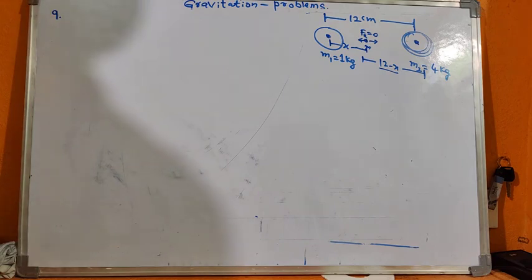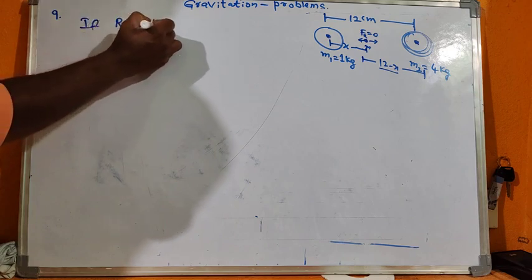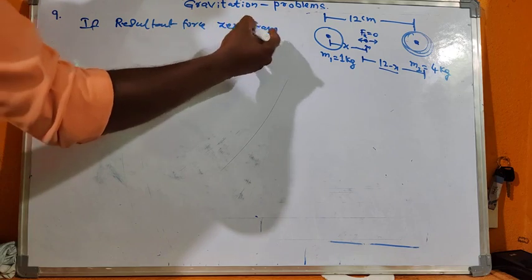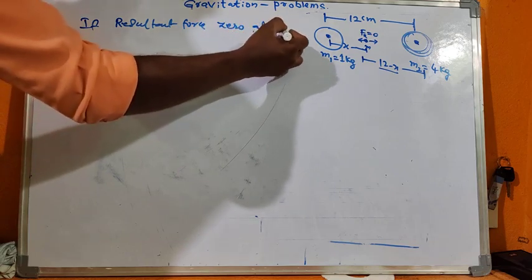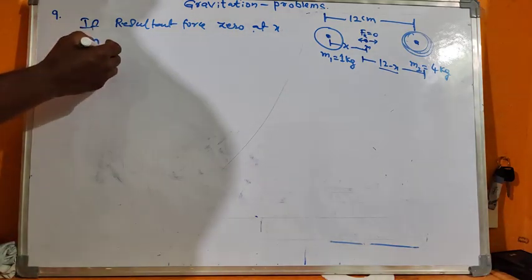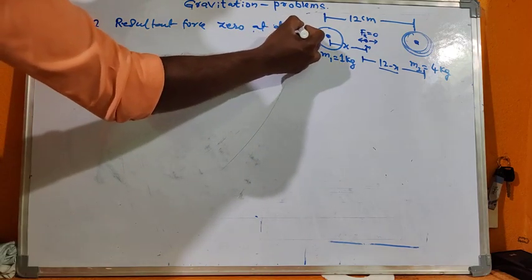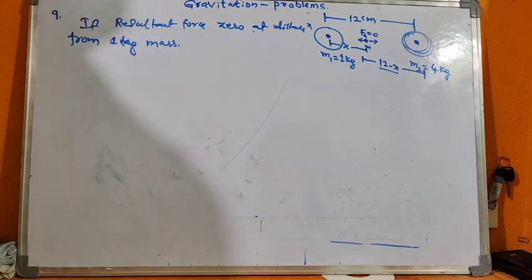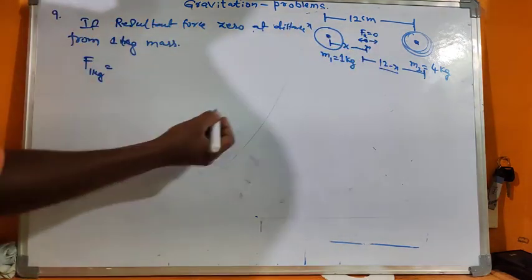So suppose the resultant force is 0 at a distance x from the 1 kg mass.